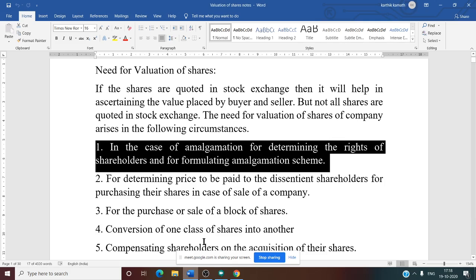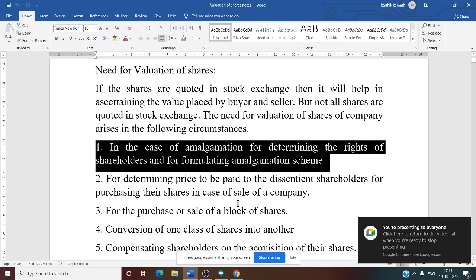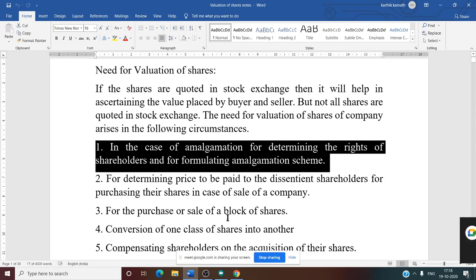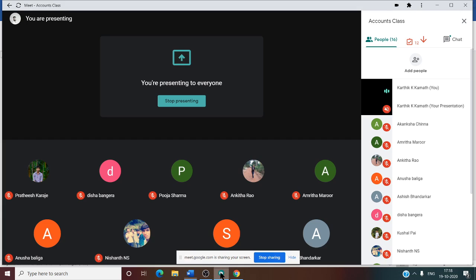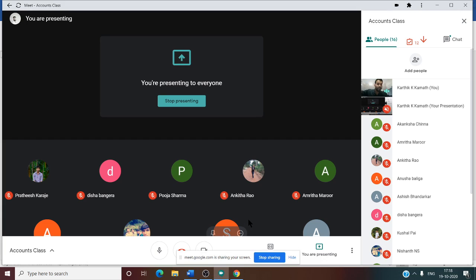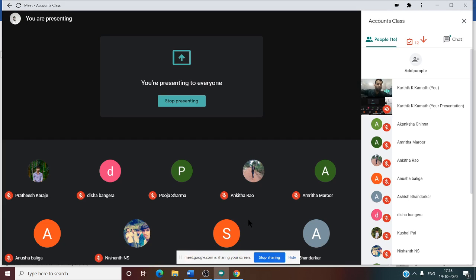Now we are going to discuss why valuation of share is needed in amalgamation. Because now one new company is formed. Whenever a new company is formed, the old companies' balance sheets are combined together and one new consolidated or revised balance sheet is prepared. That is why valuation of share is needed.